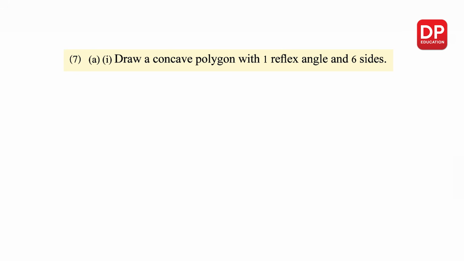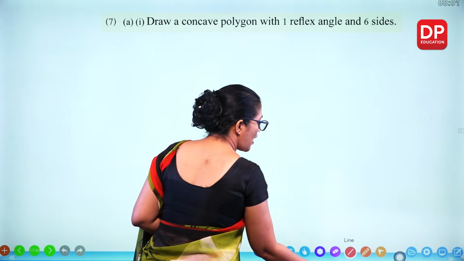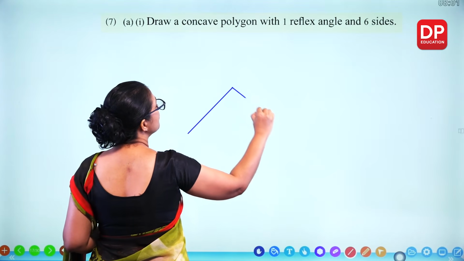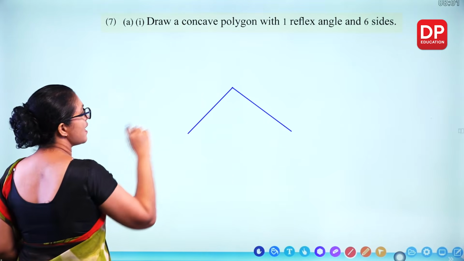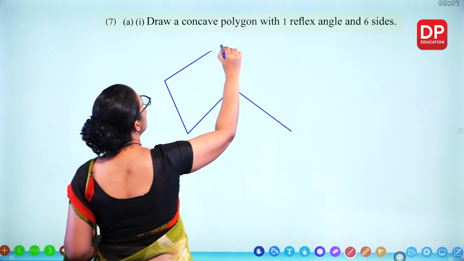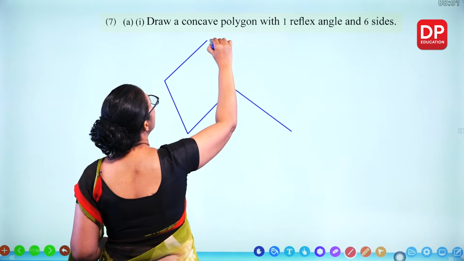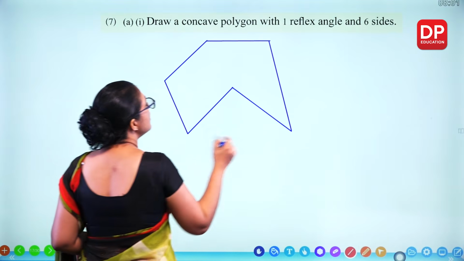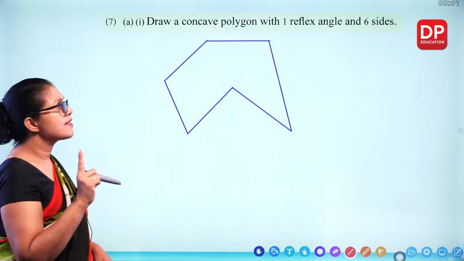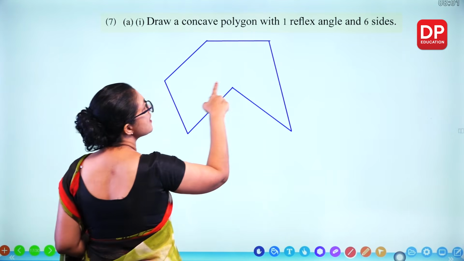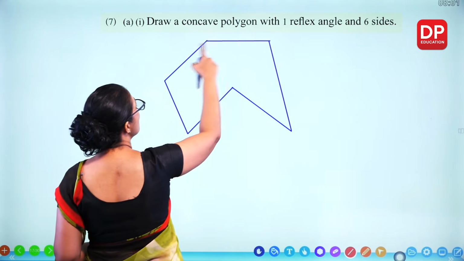Draw a concave polygon with 1 reflex angle and 6 sides. So concave means 1 reflex angle. So 1, 2. So this is a reflex angle. 2, 3, 4, 5, 6. A 6-sided polygon, 1 reflex angle. So this is the reflex angle and 6 sides. 1, 2, 3, 4, 5, 6.